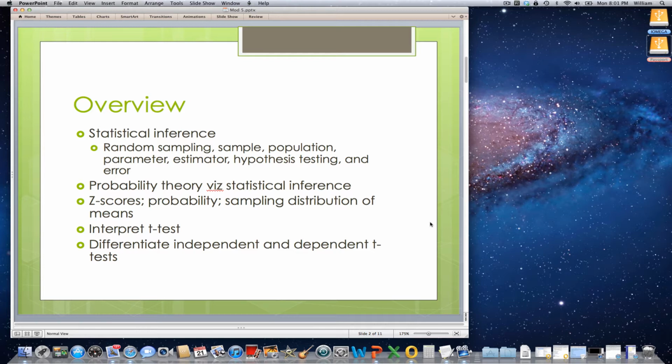And you'll recall, I believe, from Module 2 or 3, where we talked about z-scores and we were finding areas under the normal curve. We're going to bring that back into focus for just a moment to look at that normal distribution in terms of probabilities rather than areas under the normal curve. I'm going to take you through the interpretation of a t-test by way of a format or a procedure that you can use to test just about any type of hypothesis. And finally, we're going to differentiate independent and dependent t-test.